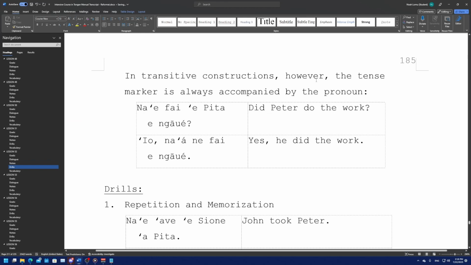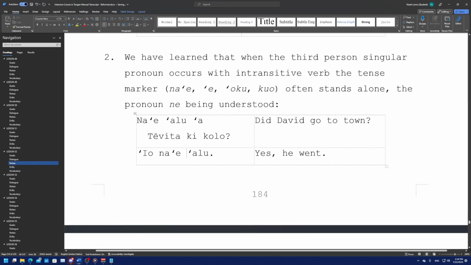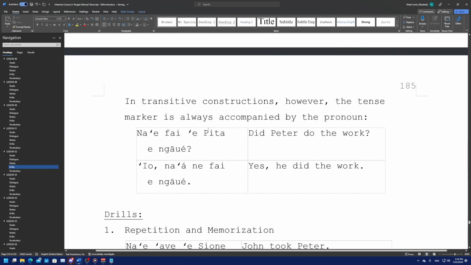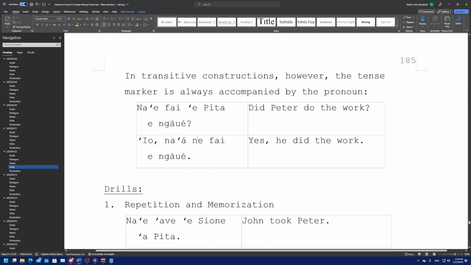And in intransitive constructions, right? So we learned this for stuff like alo devita, but in transitive you have to put it in there. So it doesn't make sense to just leave it out. So nai fai pita ngawe, io na ne fai ngawe. You can't just say io na fai ngawe, because that just sounds like you're saying yes, the work was done. It doesn't sound like you're actually implying that the person you mentioned is the one who did it.